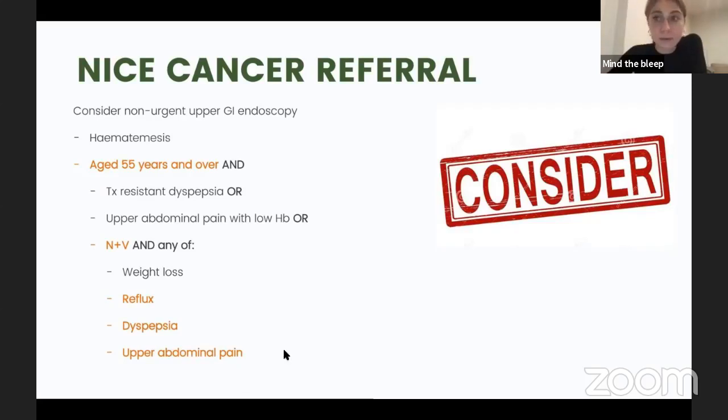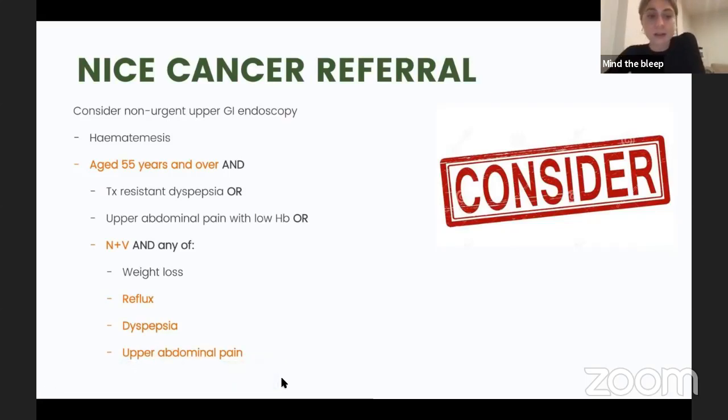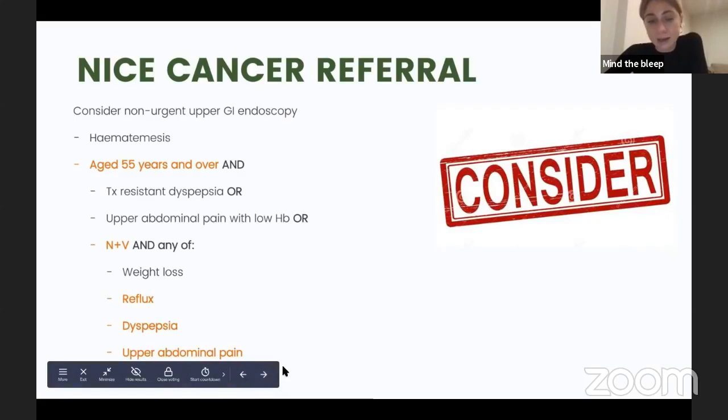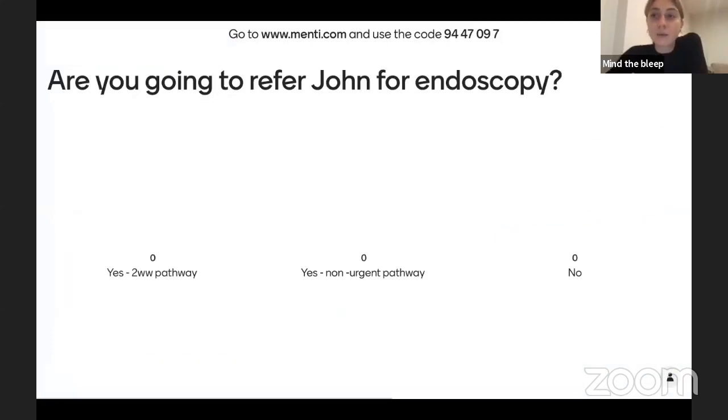So these are very important questions, because essentially knowing about patient symptoms will let you decide if this is something that we have to worry about imminently. Is it an underlying cancer, or is it a benign gastric reflux disease? All right, so based on what you have learned so far, are you going to refer John for endoscopy? And if so, are you going to refer him on a 2-week wait pathway? Are you going to refer him on a non-urgent pathway, or do you think that at the moment there's no need to refer him for upper GI endoscopy?